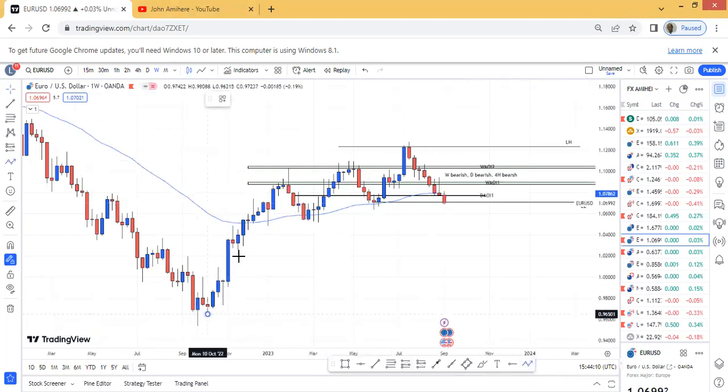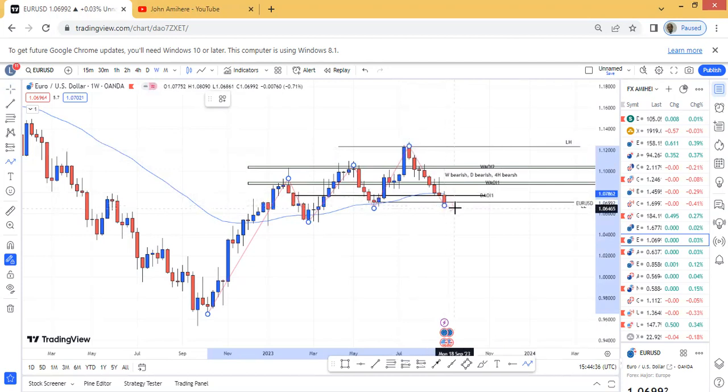So you look at the market structure, this is a higher high. That's how the market is moving. Then it formed a higher low. Then a higher high, a higher low. Then it formed a higher high. Then it has come to form a higher low.